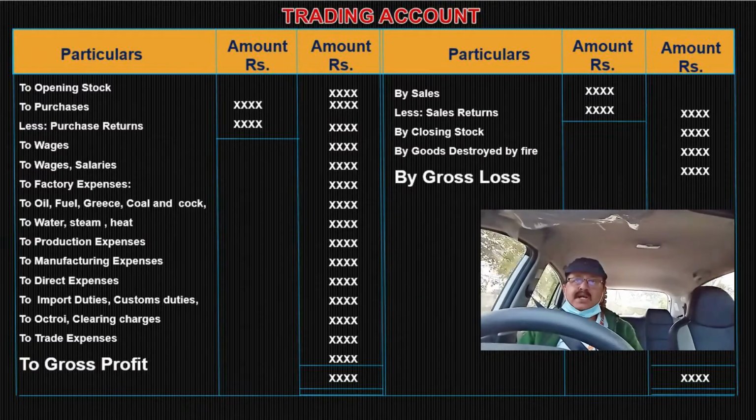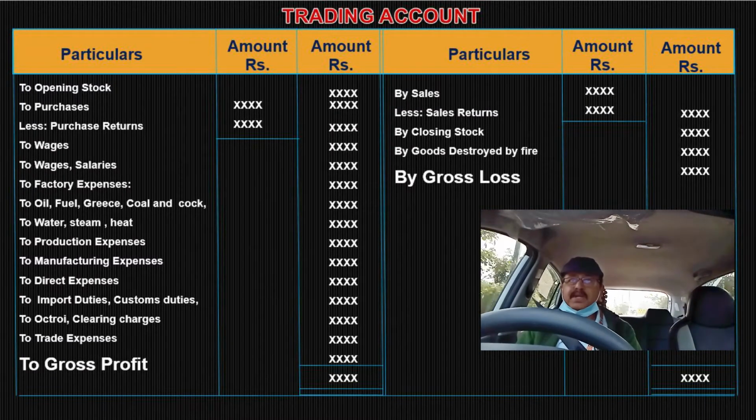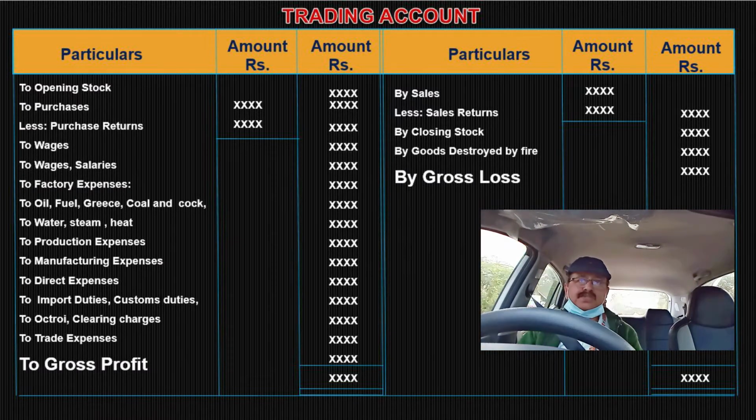In the trading account, on the debit side, first we have to write opening stock. Opening stock will be given, sometimes may not be given. Don't get tension if it is given. First we should write the opening stock, right?